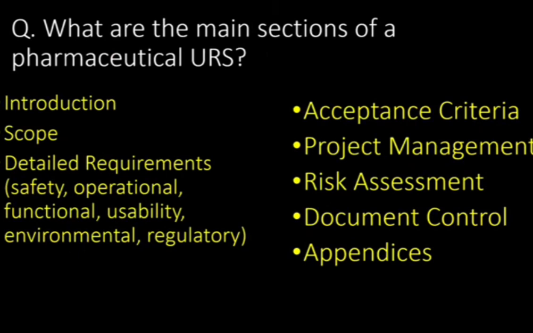What are the main sections of pharmaceutical URS? You can refer to the below table for main sections of pharmaceutical URS. The main sections are introduction, scope, detailed requirements like safety, operational, functional, usability, environmental, and regulatory. Acceptance criteria, project management, risk assessment, document control, and appendices.